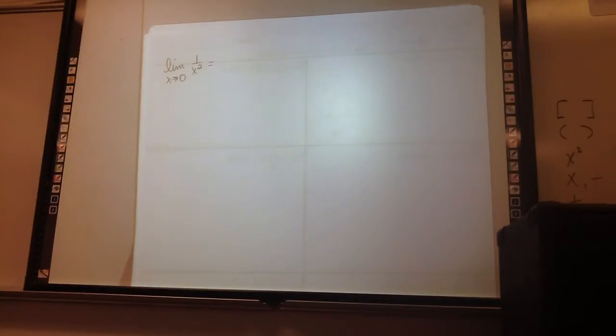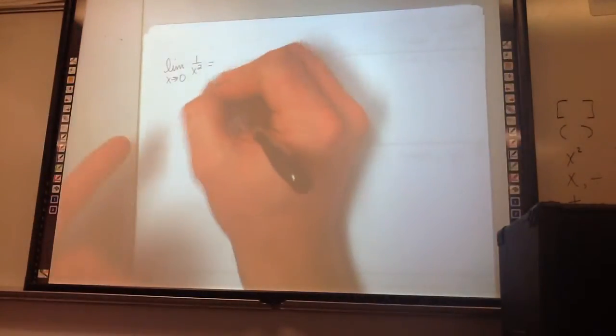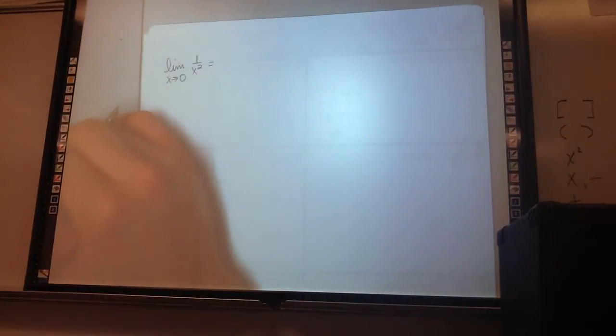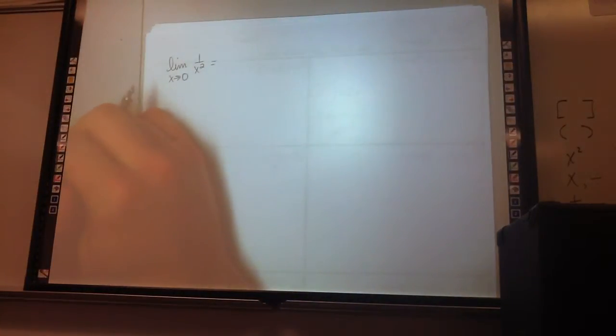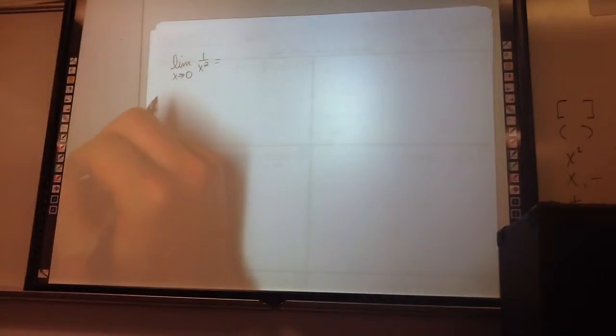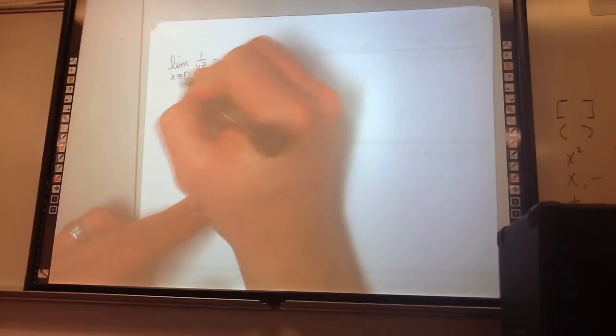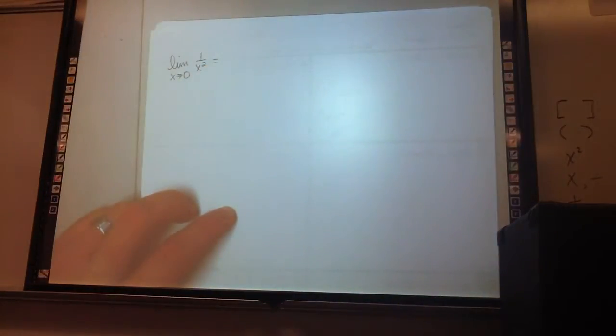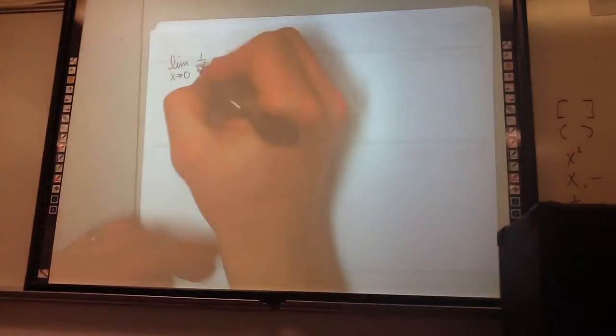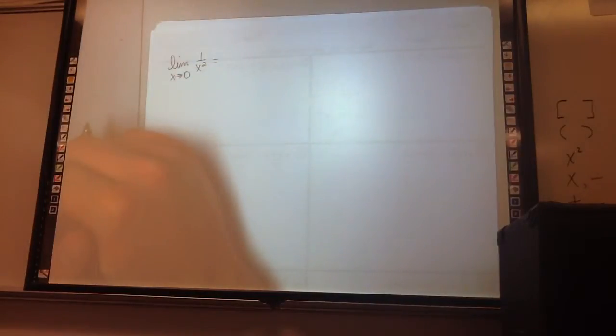Okay, so if you plug in 0, what do you get? No solution. Nothing, you can't do it. But it might still have a limit. That's the value this goes to as x approaches 0. So as x gets really, really close to 0, what does this get really, really close to?